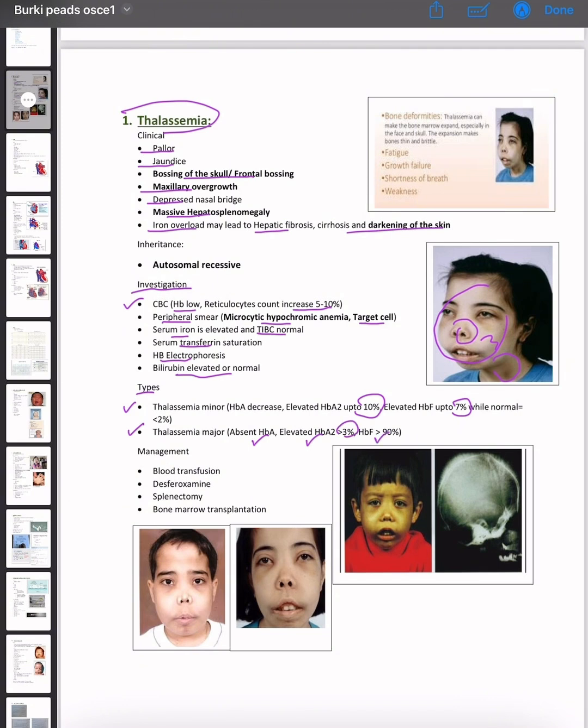How to manage the case of thalassemia? Blood transfusion is done. Desferrioxamine is given. Splenectomy is done in case of hepatosplenomegaly, and bone marrow transplantation is done at the end stage.